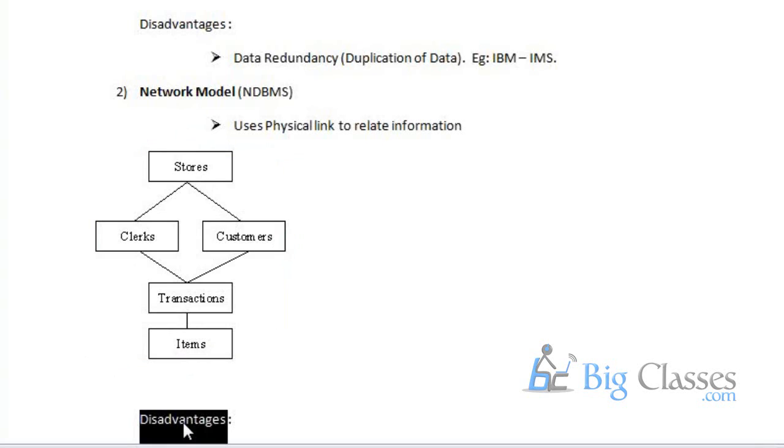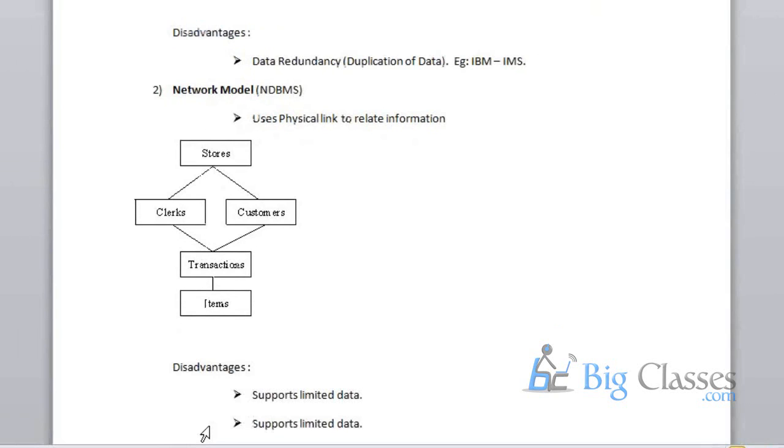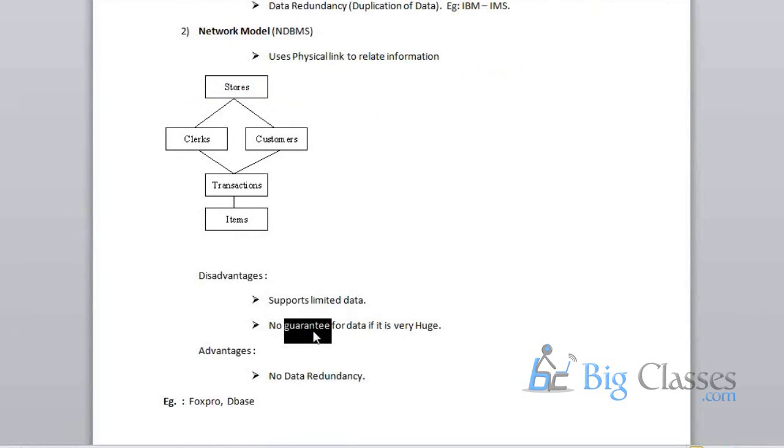There are some disadvantages with this model also, that is it supports limited data and there is no guarantee for data, it is very huge. Then the advantage is duplicacy is reduced. Examples, FoxPro and dBase are the examples for this network model, and they are examples of database management system, DBMS. These are the older technologies.